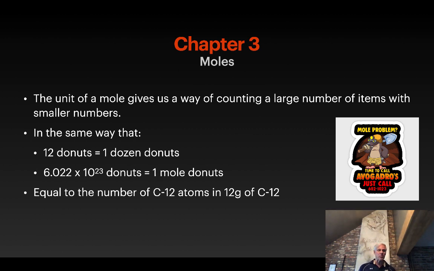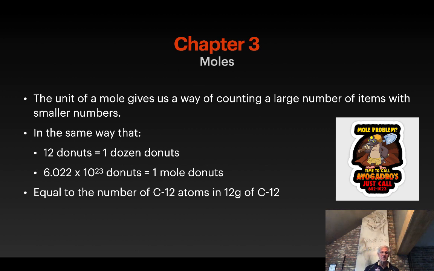Now, it's a very large number. It's not like somebody sat around and counted out that number of atoms or molecules. That would not be possible, but there are certain ways that you can get some experimental data to find that number.